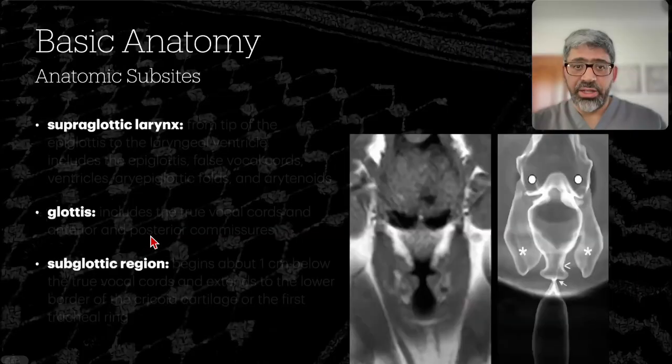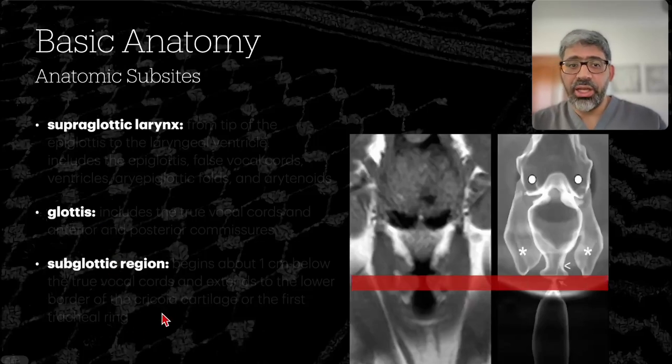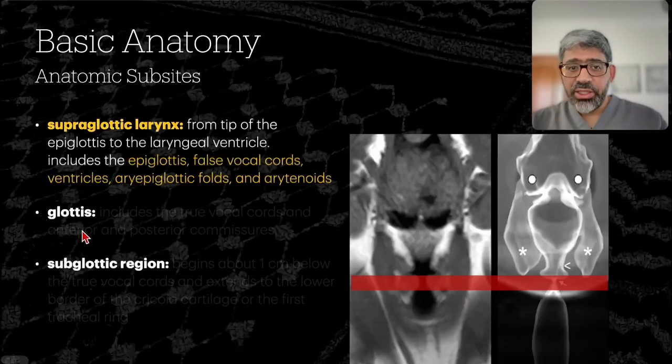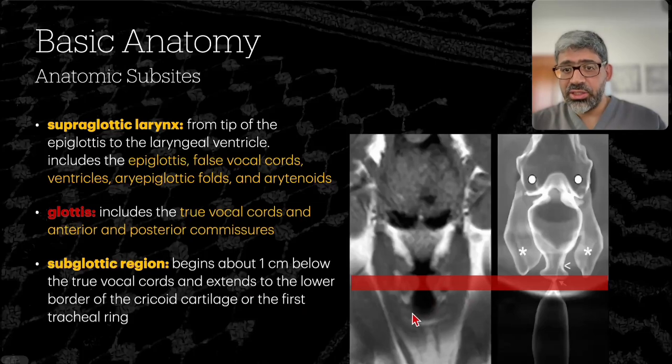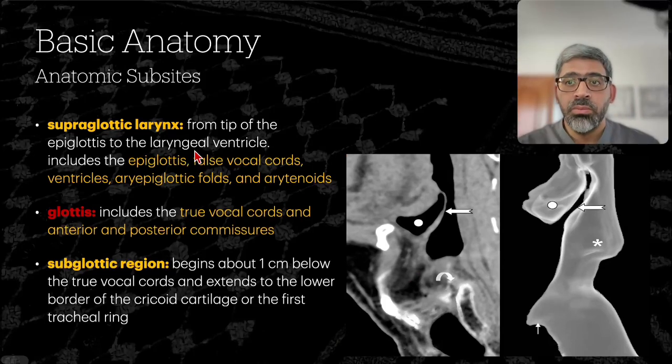And this is in the lower larynx. So the larynx is divided into the glottic larynx, supraglottic larynx, and infraglottic or subglottic larynx. And the glottic larynx is essentially the true vocal cords and the anterior and posterior commissures. And then the supraglottic larynx is the epiglottis, the false vocal cords, the ventricles, the aryepiglottic folds, and the arytenoids. And the subglottic larynx extends from 1 centimeter below the true vocal cords to the bottom of the cricoid cartilage.